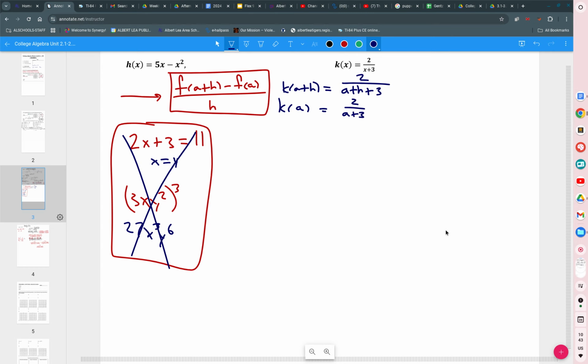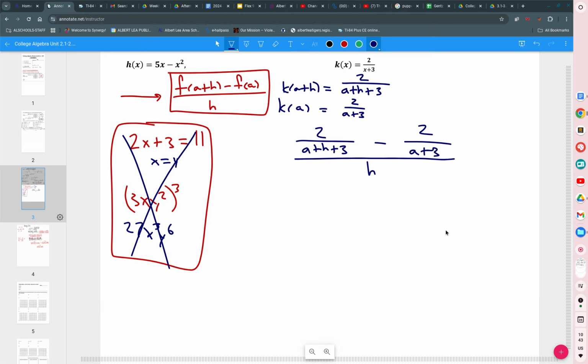We good? What does the rule tell me to do with those two things? I subtract them and I divide by h. So this is just to help organize what that thing is and what that thing is. I subtract them and I divide by h. So I have 2 over a plus h plus 3, and I will subtract 2 over a plus 3. And that all sits over h.